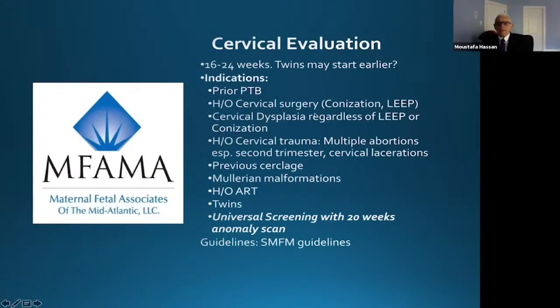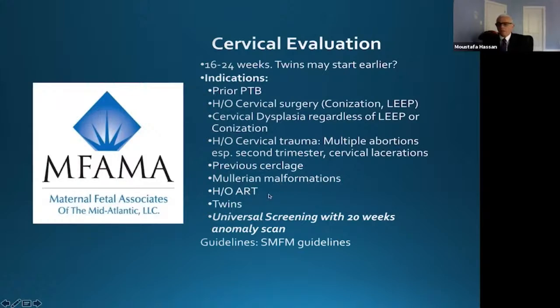History of cervical surgery, conization, LEEP, cervical dysplasia, somebody who has repeated abnormal cervical dysplasia. History of trauma, okay, multiple abortions, second trimester abortion, very, very serious of this thing. You cannot take it just lightly, say, hey, that's nothing, that happens a lot. Previous cerclage, Mullerian malformation, as we discussed before, bicornuate uterus, didelphic uterus, septate uterus.